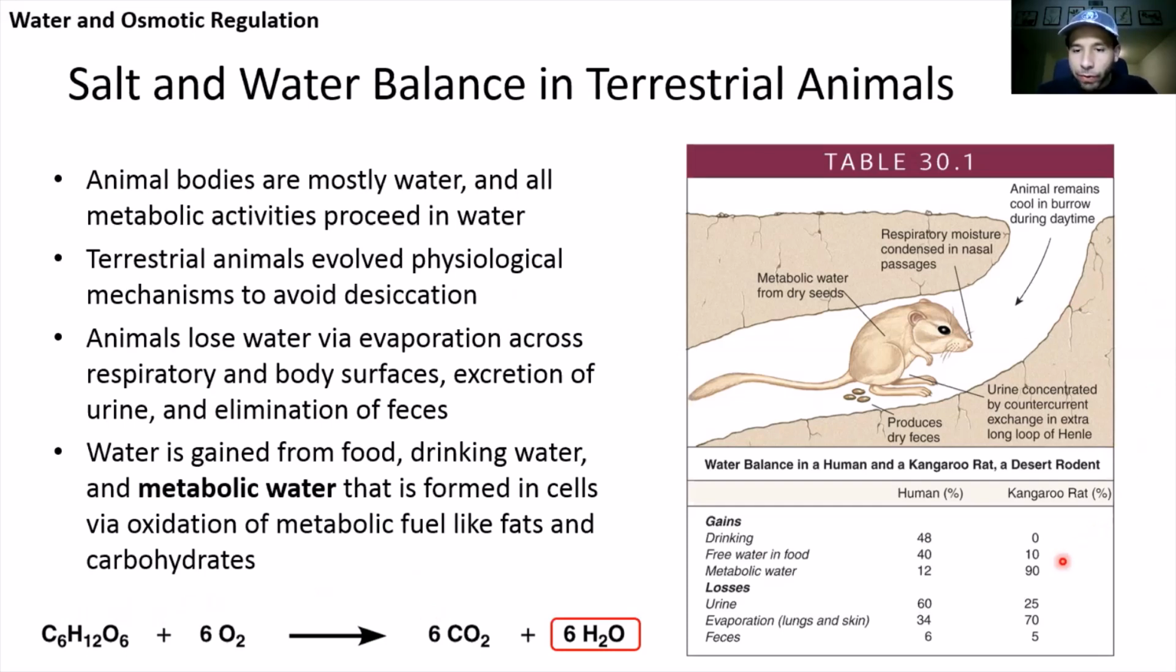Now look at the kangaroo rat. The kangaroo rat literally never drinks. And it gets most of its water from the little bit of water that is in the dry seeds that it eats, but most of it is metabolic water.